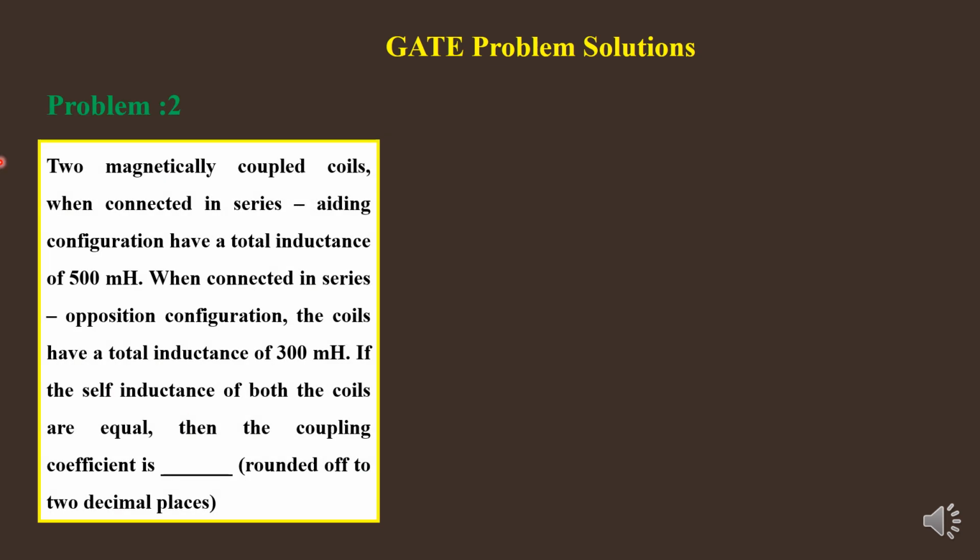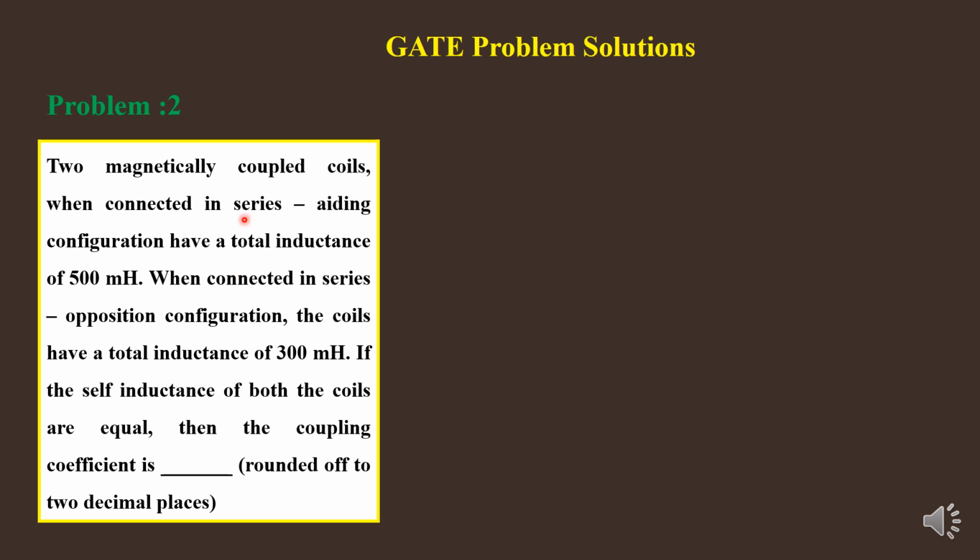Let me start solving the second problem. The second problem is taken from magnetically coupled circuits. First I will read out the problem. Two magnetically coupled coils, when connected in series aiding configuration, have a total inductance of 500 millihenry. When connected in series opposition configuration, the coils have a total inductance of 300 millihenry. If the self-inductances of both the coils are equal, then the coupling coefficient is dash. Okay, let me start solving the problem.